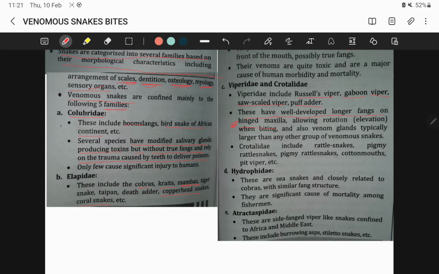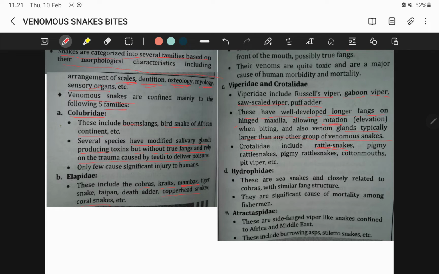So there is a maxilla and mandible, right? In the hinged type they have a hinged maxilla with fangs, so rotation is possible in the Viperidae and Crotalidae. The venom glands are typically larger than in any other group of venomous snake. Then Crotalidae, including rattlesnakes.